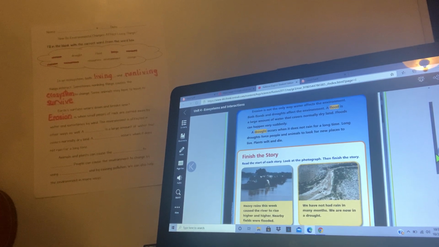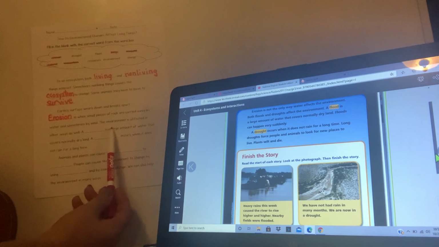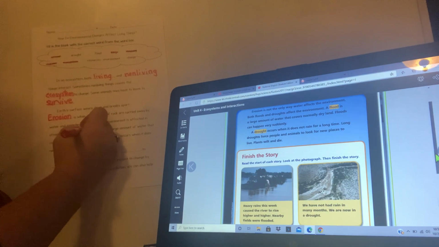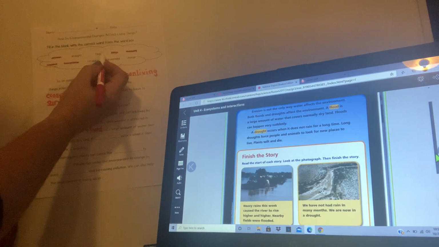A flood is a large amount of water that covers normally dry land. Floods can happen very suddenly. Well, that's exactly what we were talking about here. A flood is a large amount of water that covers normally dry land. So let's put flood here. We talked about how too much water can be dangerous as well.